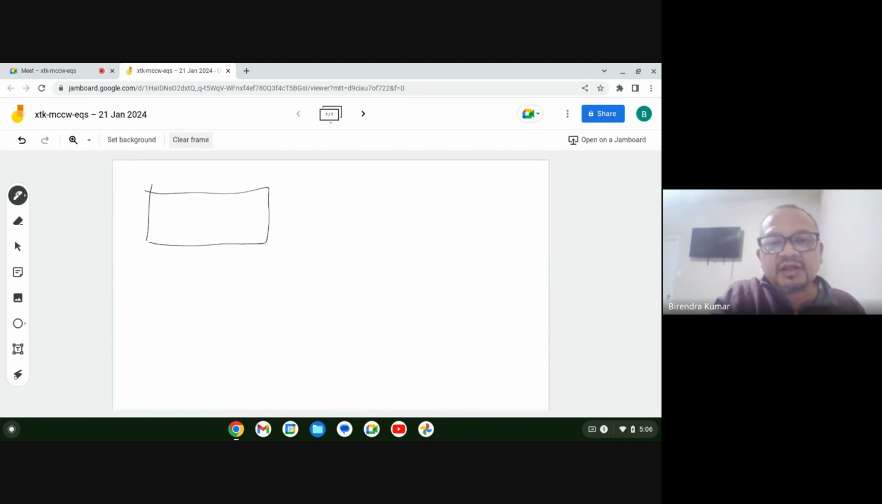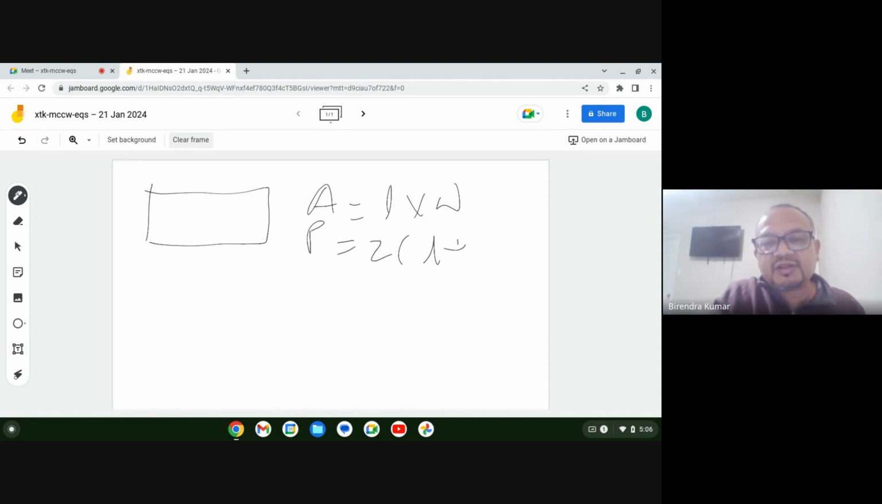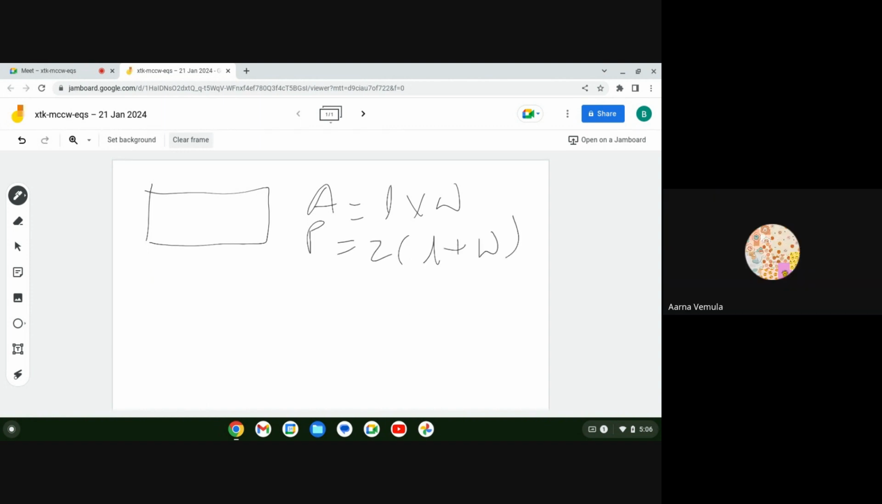This is a rectangle. Area is length times width. Perimeter is 2 times length plus width.